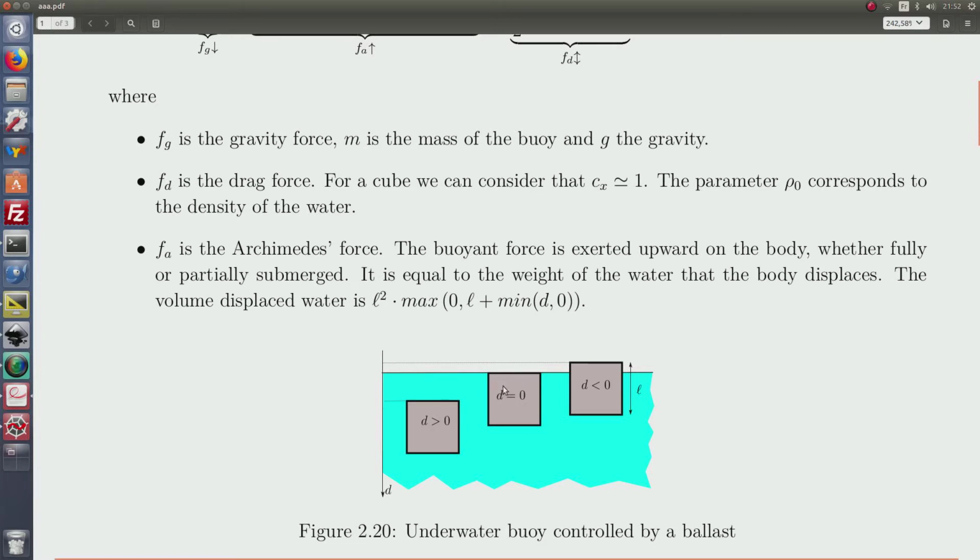Here it is at the surface and the depth is equal to 0. To consider the depth, we consider the top of the cube or of the buoy. And here the depth is negative because the top of the buoy is above the water. L is the size of the cube.